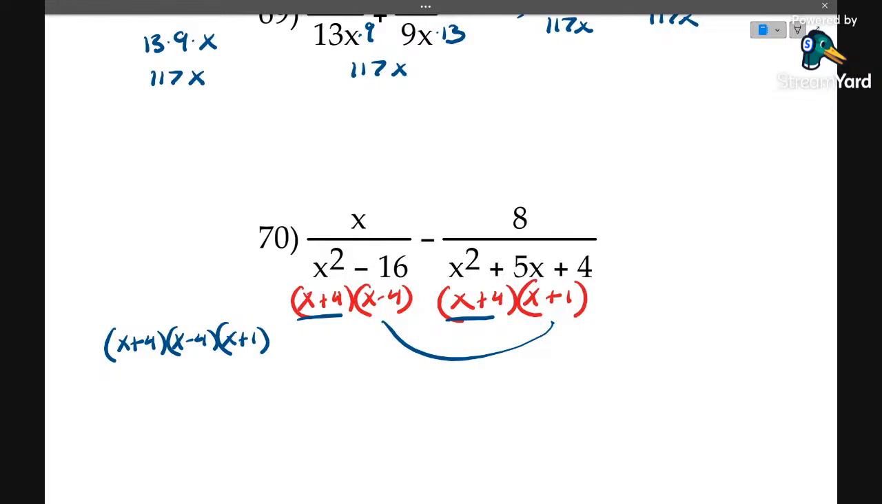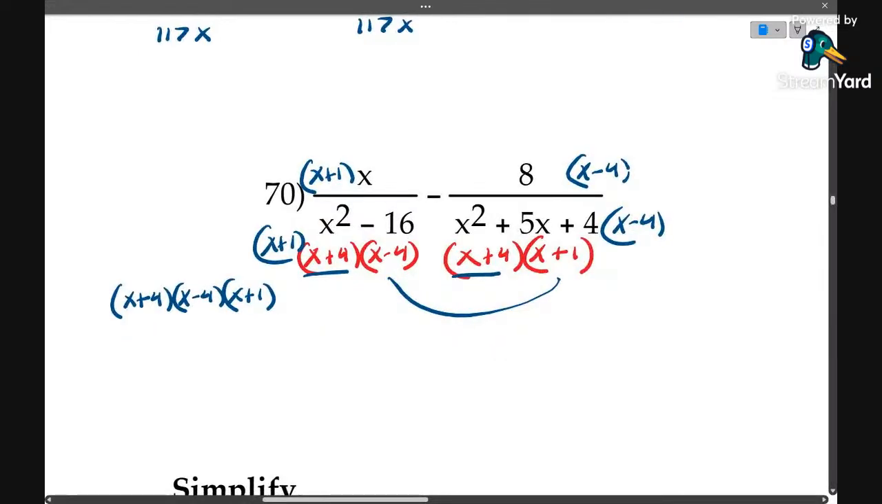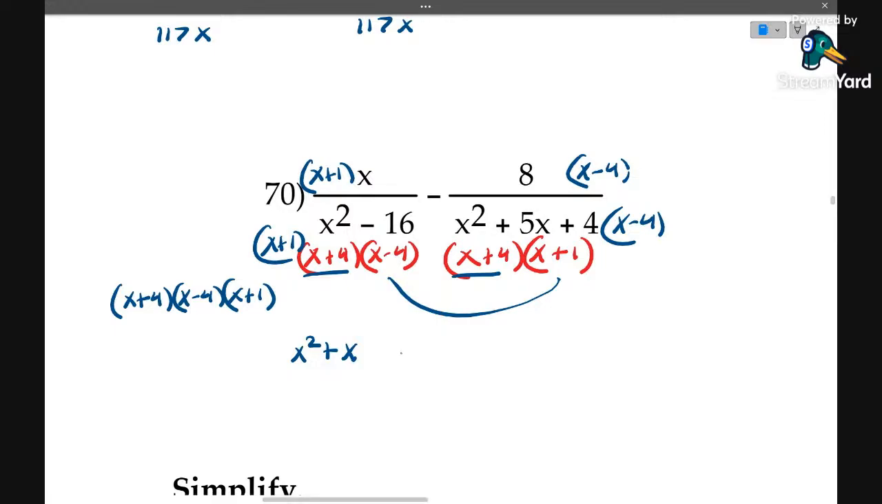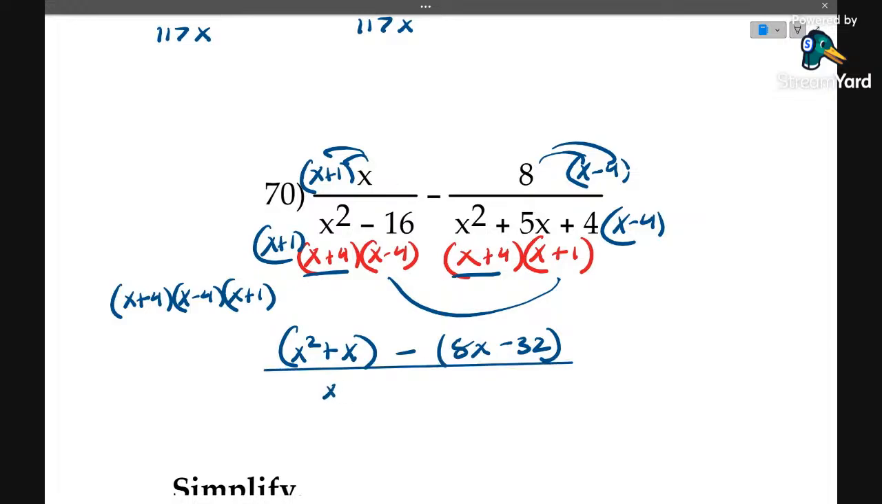So the first fraction will be multiplied by x plus 1 to get the common denominator, and the second one will be times x minus 4 to get the common denominator. So we're left with x squared plus x and minus 8. So minus 8 minus 32. So we're just distributing here to get our numerator. So we are subtracting those in the numerator, and we have our common denominator of x plus 4, x minus 4, and x plus 1.